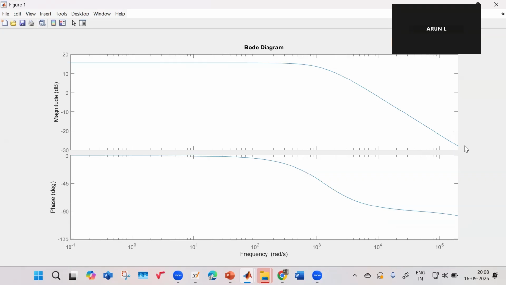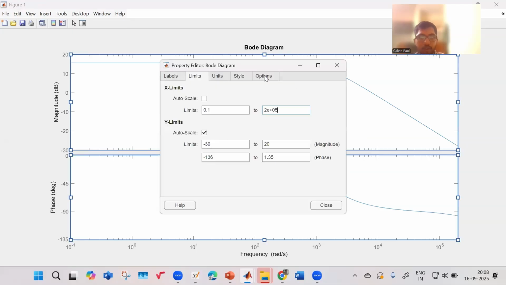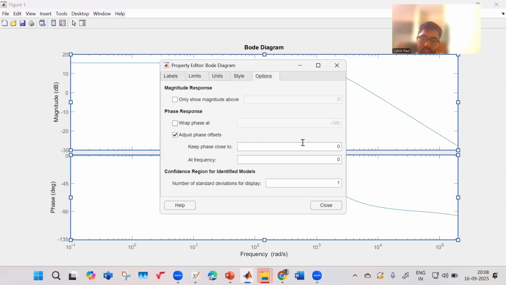Sir, for adjusting the phase axis, what have you done? Right clicking there, let me show. Properties, options. I adjust phase offset at 0. That is, phase should start at 0. So around frequency 0, it will make sure the phase is 0. Earlier the phase was 360. 360 is 2 pi, which actually is 0. So that's what they use. Sometimes MATLAB makes this issue. You can code this also, so that you don't have to do this manually, but I'll not show it here.